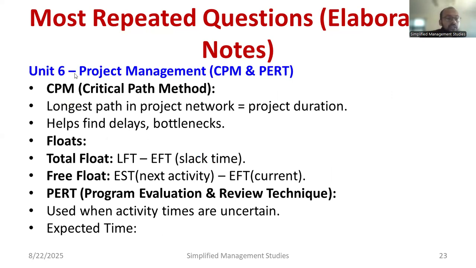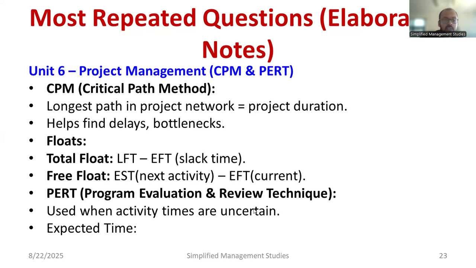Coming to the last unit, unit number 6, project management. It includes CPM and PERT methods. CPM is the critical path method. The longest path in the project is equal to the project duration. It helps to find delays and bottlenecks, and is very important for project managers. What is float? Total float is LFT minus EFT. Free float is the EST of the next activity minus the EFT of the current activity.